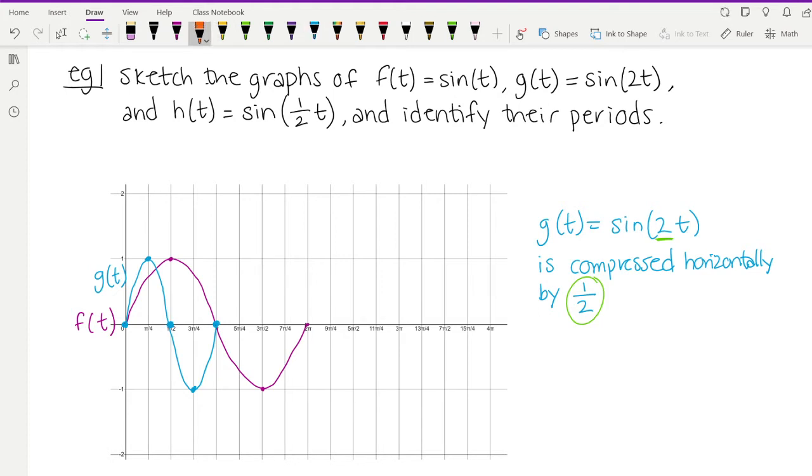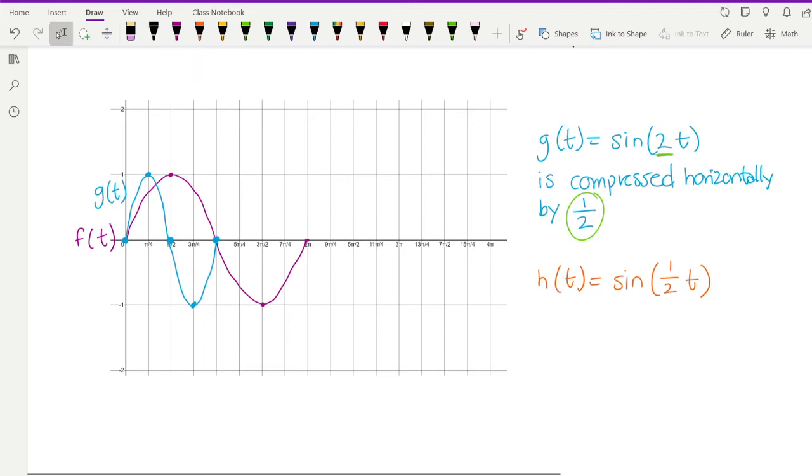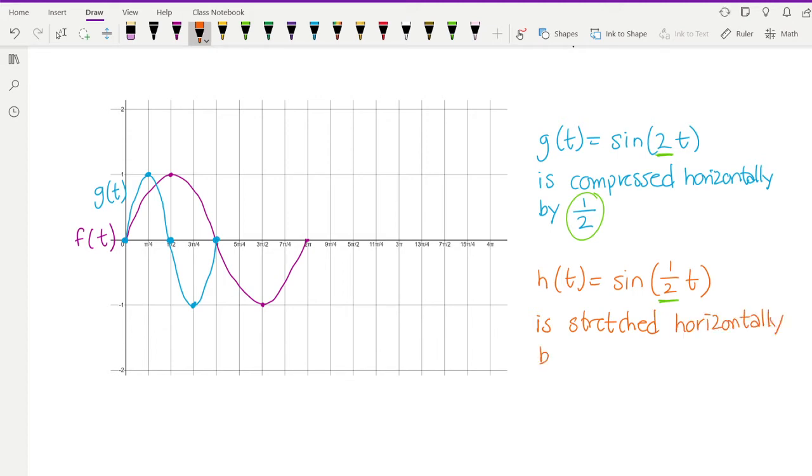So last one we want to do is h of t is equal to sine of 1/2 t. So this time we're multiplying our input by 1/2. And so if we want to see how that affects our graph, we want to take the reciprocal of that number. So if we take the reciprocal of 1/2, that's 2. So that means it's going to be stretched horizontally by a factor of 2.